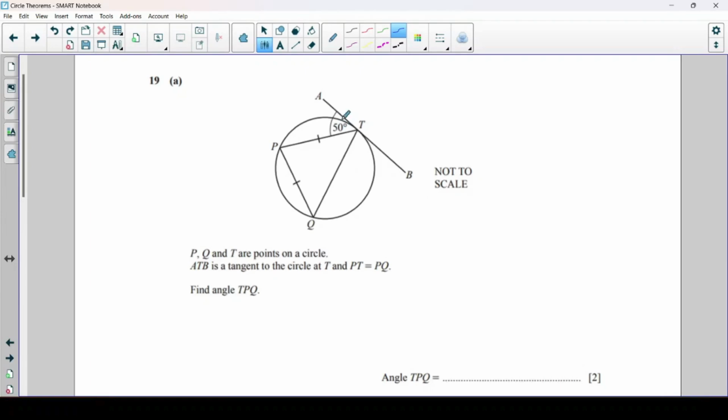Things to notice in this question is we have a tangent, we don't have a diameter, so the alternate segment theorem is in play here. And we've also got these two equal sides here, so we've got an isosceles triangle. I'm going to draw over the tangent, I'm going to draw over the circle connected to it, and I'm going to look for a kind of Z shape that includes that angle, but it's not this angle here, it's this one over here. So that one there already I know is 50 degrees.